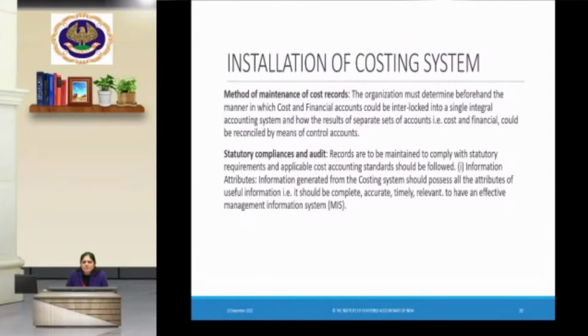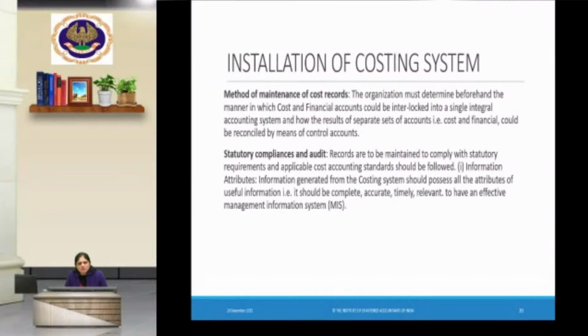The organization must determine beforehand the manner in which cost and financial accounts should be interlocked, basically to assist reconciliation into a single integral accounting system, and how separate sets of accounts could be reconciled by means of control accounts. Again, how much integration you require, what all should be integrated.